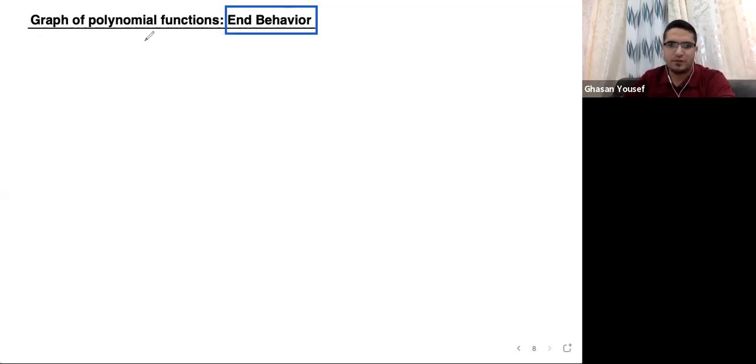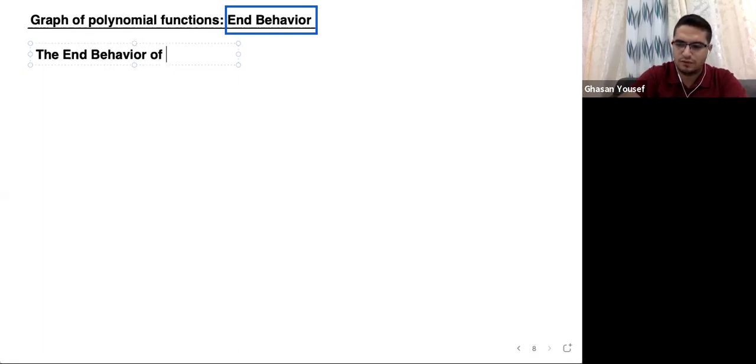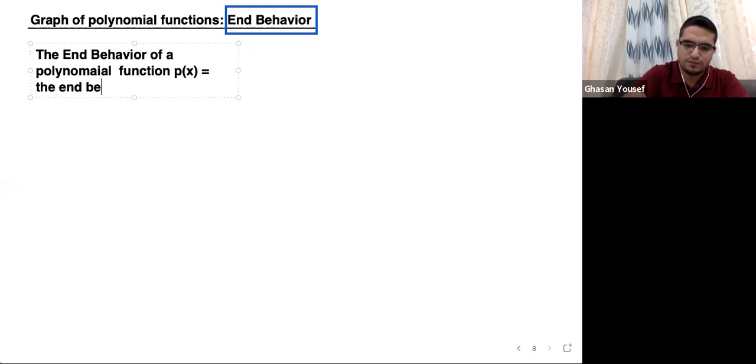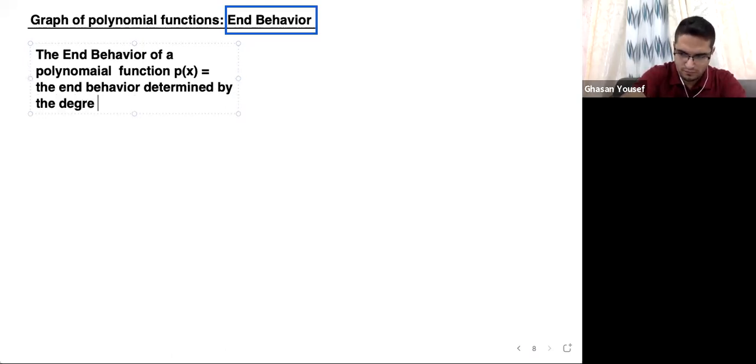So first of all, the end behavior of a polynomial function. Suppose my function is b of x, equal a polynomial function. So the end behavior is determined by the degree n and the sign of an.